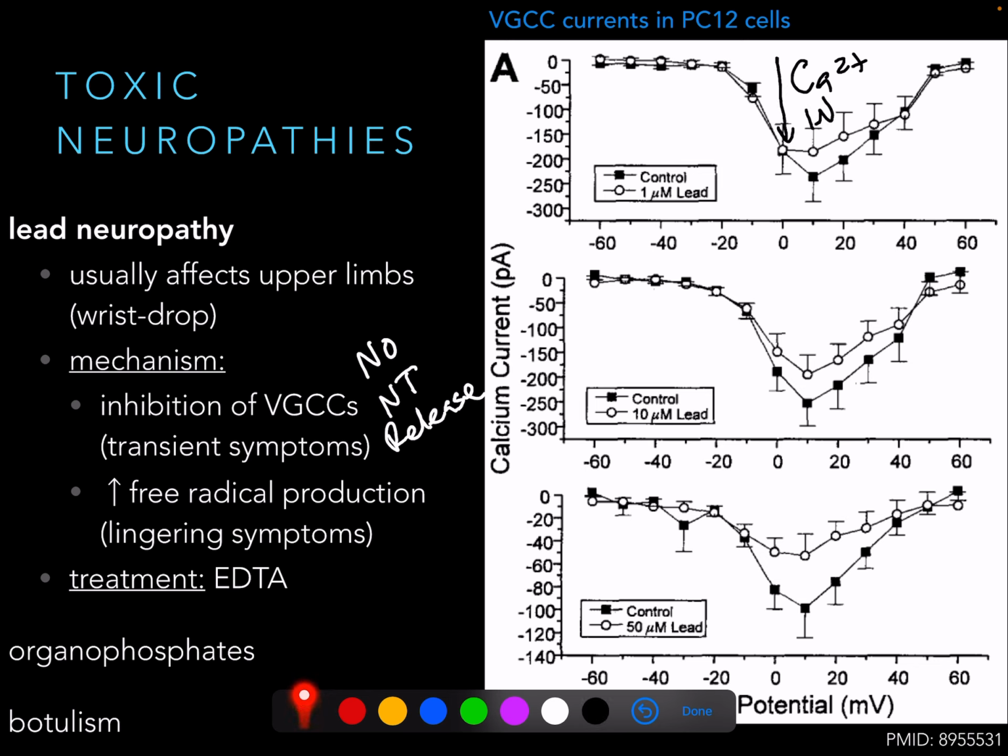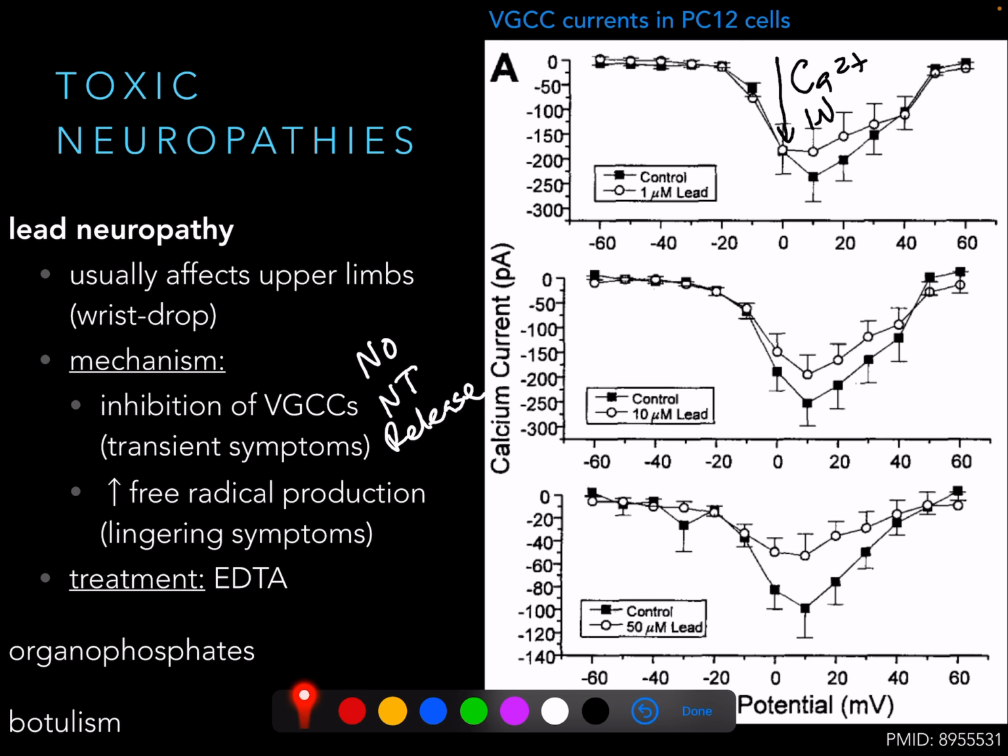As we increase the dose of lead, notice the amount of calcium coming in decreases. So the amount of neurotransmitter going out also decreases. So you'll get weakness, sensory changes. You get the point. Lead also creates free radicals, and this can lead to the lingering symptoms where you don't come back to baseline after you treat with EDTA.